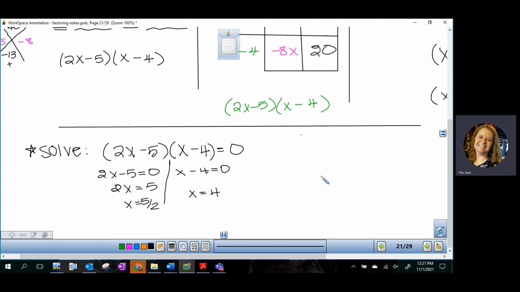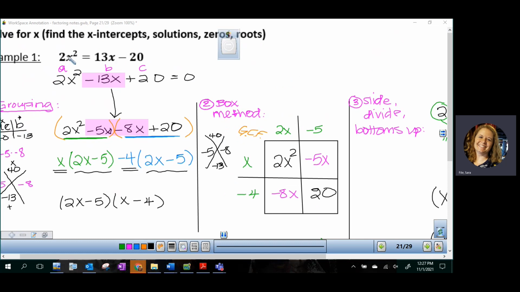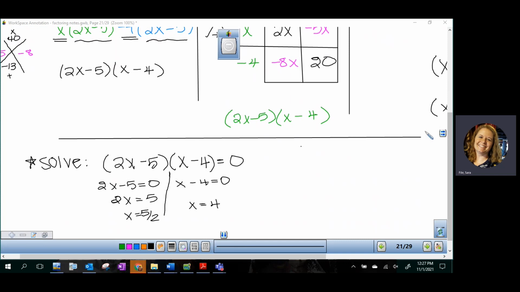There's 2 x-intercepts. Remember, you can always check your solutions by going back up to the original. Like if I plugged a 4 in here, 4 squared is 16 times 2 is 32. 4 times 13 is 52 minus 20, that's 32. So 32 does indeed equal 32. So when you get your values, if you plug them back up in here, the left needs to equal the right. So you can check your answers that way.